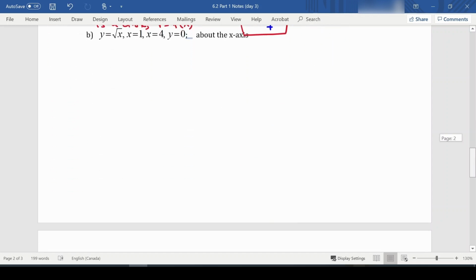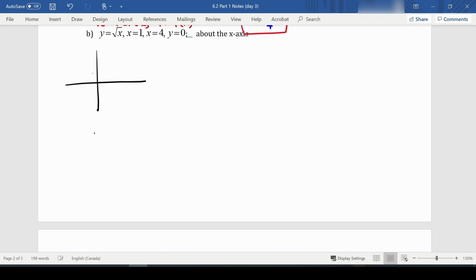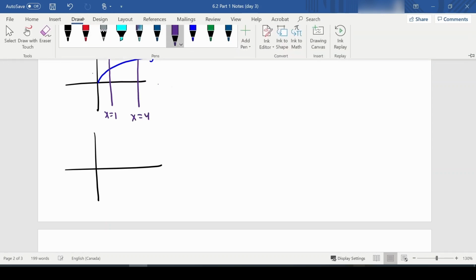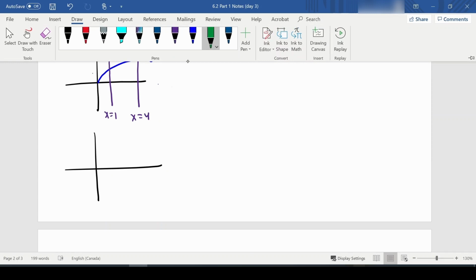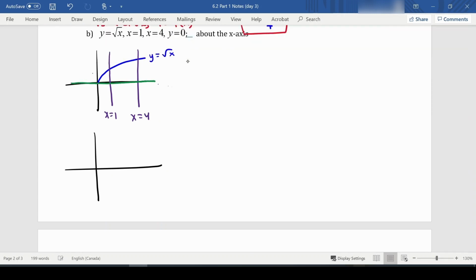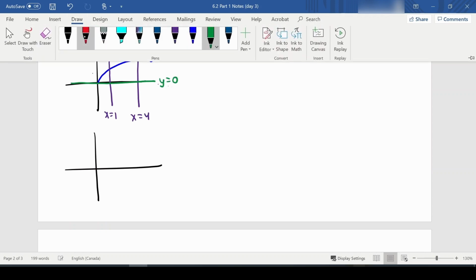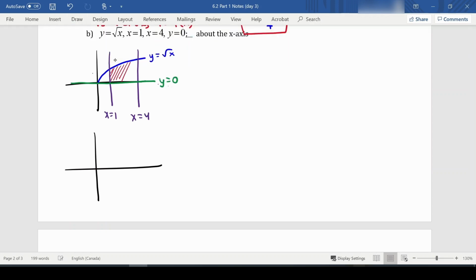Let's try another one. Again, I'm going to draw what this thing looks like as an area and what this thing looks like as a 3D object. We have y equals the square root of x, x equals 1 and x equals 4. And our second curve, or our fourth curve, I suppose you could say, is y equals 0. So the area that is enclosed by all of these is this area here, and we are again rotating about the x-axis.